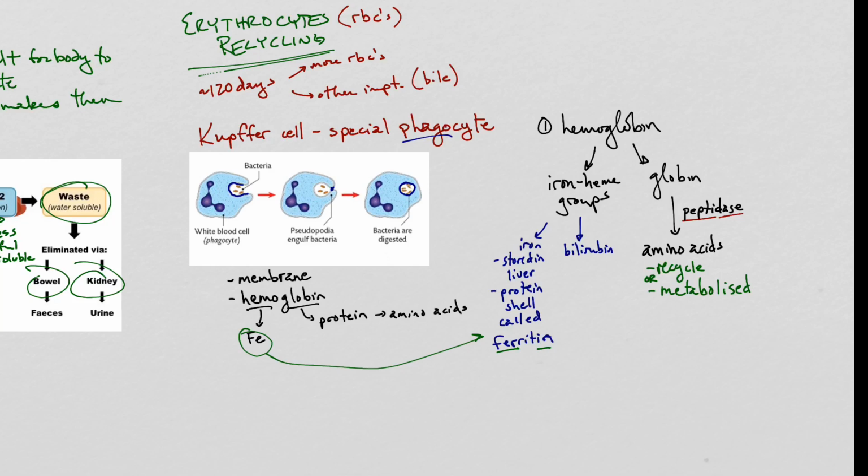Or it doesn't have to be stored in the liver. There's a big "or" here. Or this can be sent to the bone marrow to make new hemoglobin, because that's where your red blood cells are made. Your red blood cells need hemoglobin.